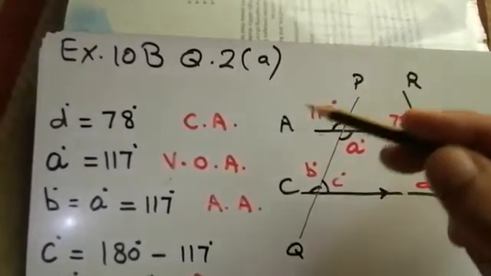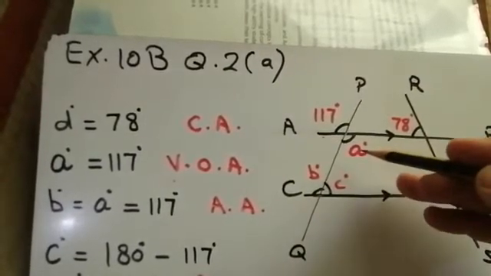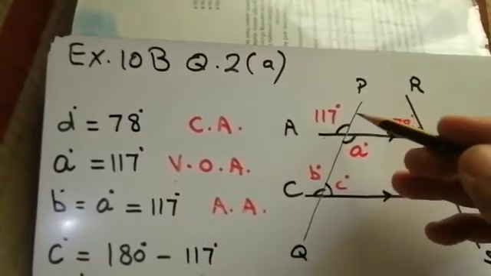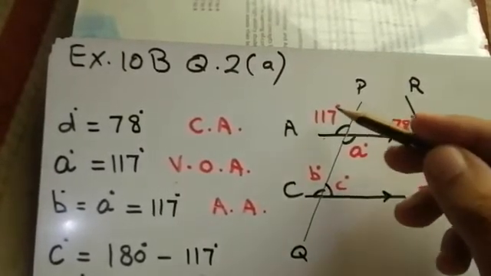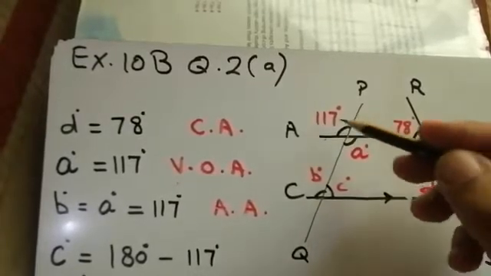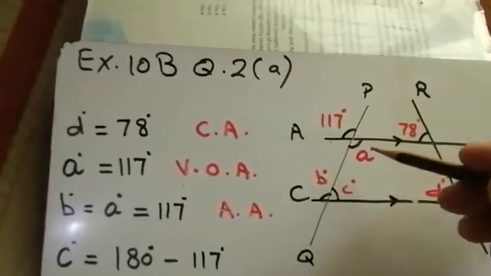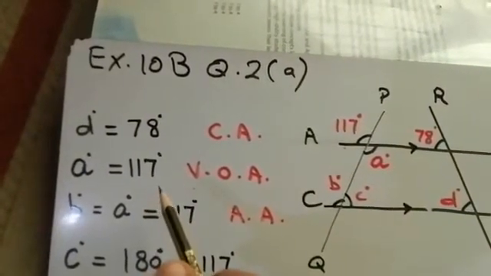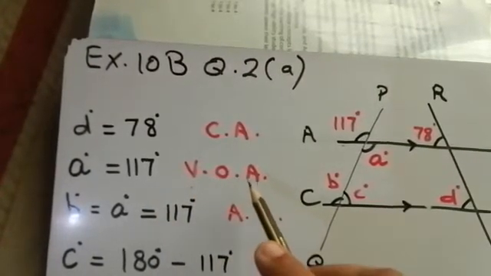Now if you look at the left side of this diagram, you can see angle A and another angle given here, 117 degrees. You can find a cross here. So angle A and this angle 117 are a pair of vertically opposite angles, and these must be the same in size. So I have written here angle A is equal to 117 degrees, and the reason is this is a pair of vertically opposite angles.